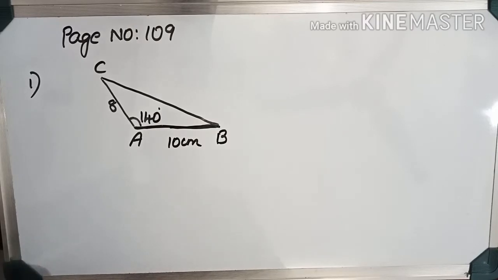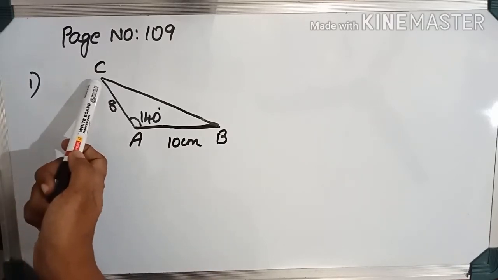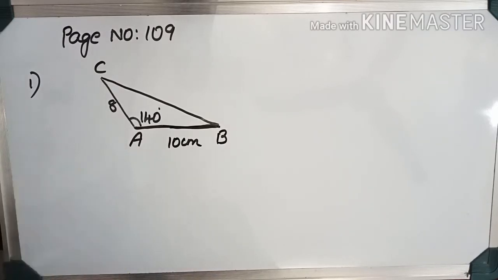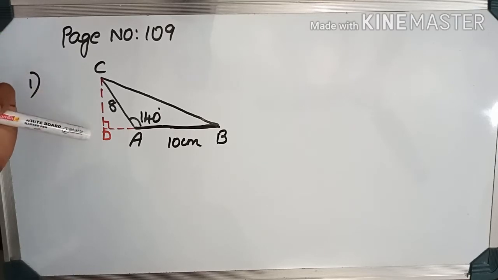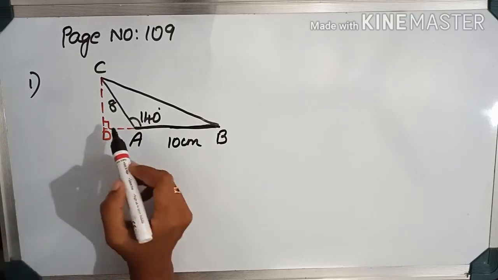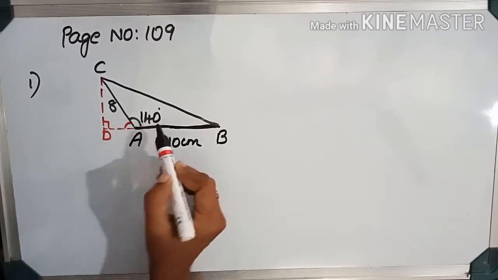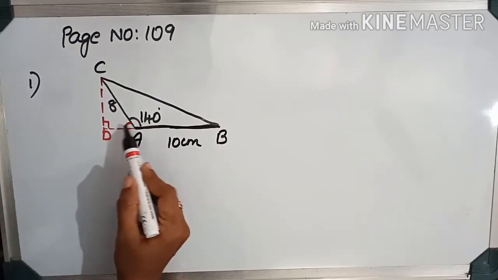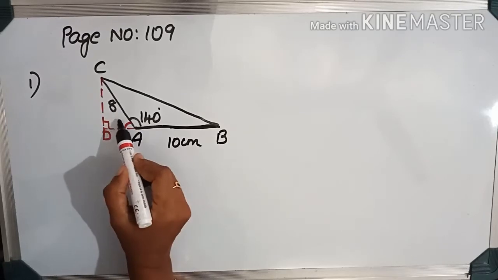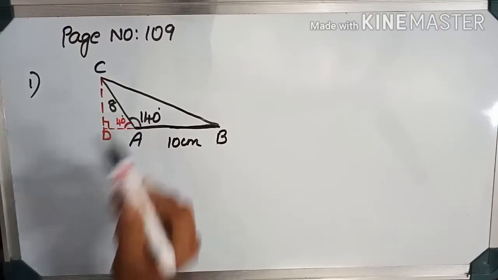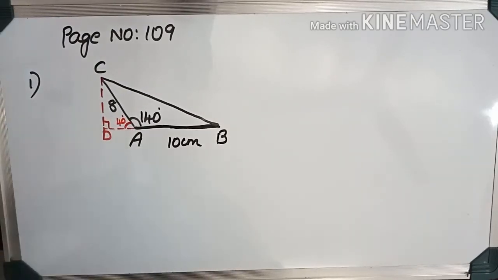So area means half BH, base we already have. What we need is height. That means from the upper vertex to the base we need a perpendicular line. When you draw the perpendicular line, you will get it like this. Here CD is a perpendicular line, and it is a right triangle also because of the perpendicular line. Next is this angle. What will be this angle? This one is 140 degree, so this is a linear pair. So 180 minus 140, this angle will be 40 degree.